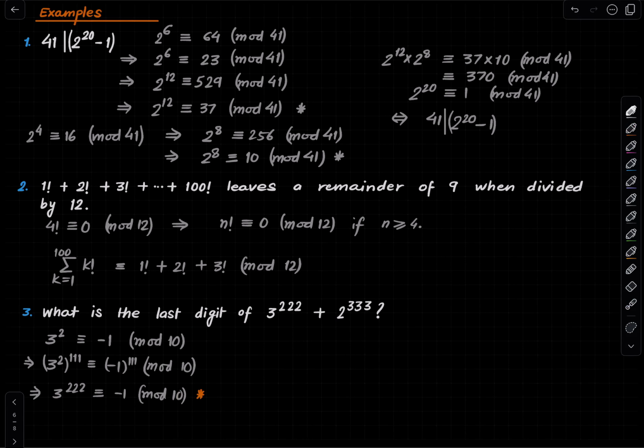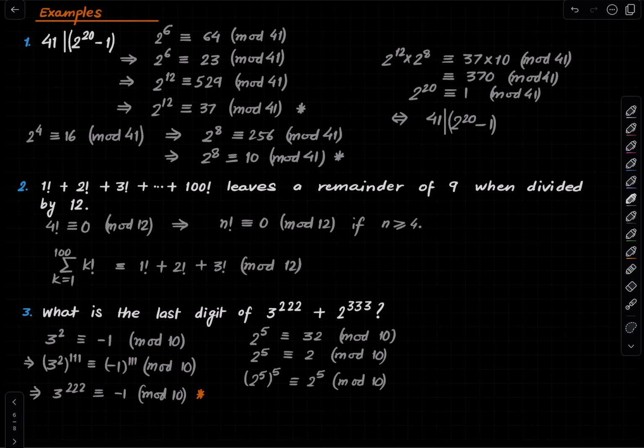And we'll play the same game with the other one. So 2 to the power, what's a good thing here? 2 to the power 5 will be 32. Okay, let's run with it. So 2 to the power 5 is 32, mod 10. But 32 is congruent to 2 mod 10. Right? 2 to the power 5 is congruent to 2 mod 10. So therefore, 2 to the power 5 to the power 5 is congruent to 2 to the power 5 mod 10.